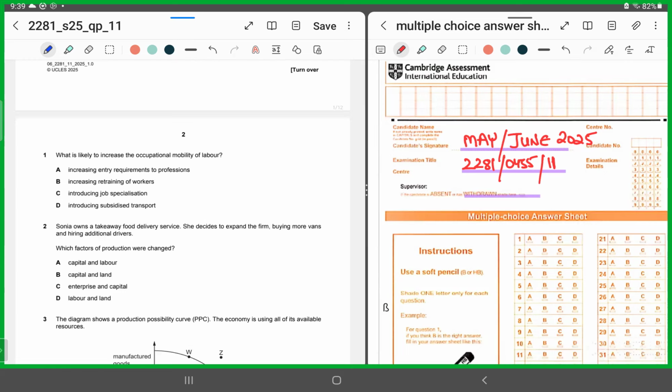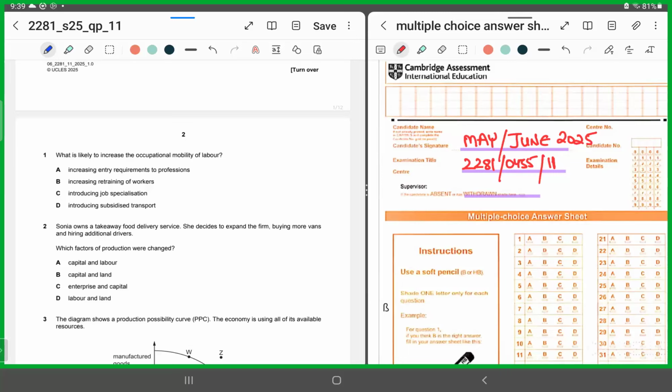Now the aim is to increase the occupational mobility of labor. It cannot be D because D is talking about geographical mobility. It cannot be A because A is restricting the supply. Similarly, it cannot be C because C is focusing on specialization.